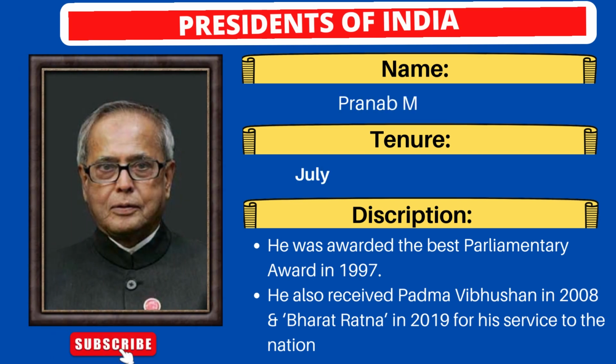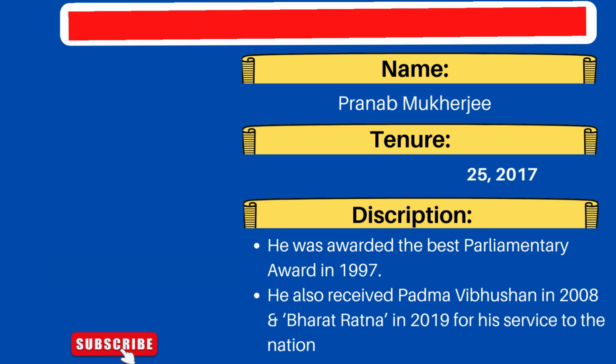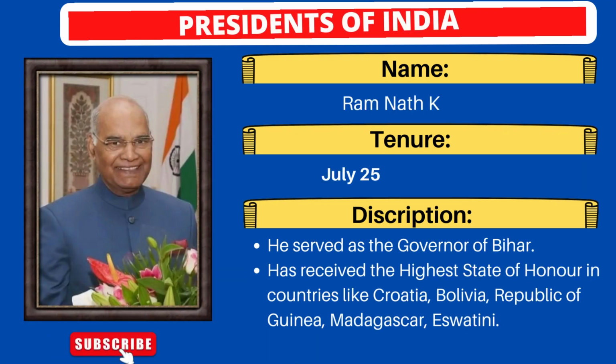The next president was Pranab Mukherjee. His term lasted from 25th July 2012 to 25th July 2017. The next on the list is President Ram Nath Kovind. His tenure started on 25th July 2017 and at present he is the President of India.